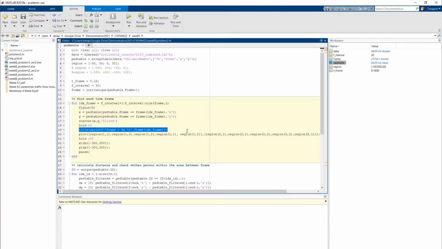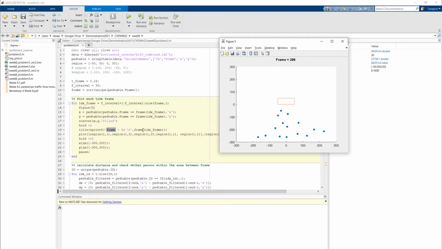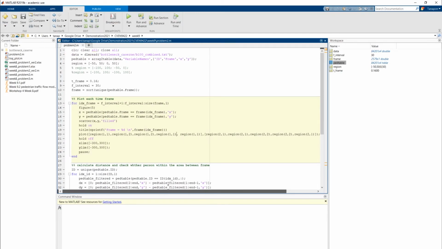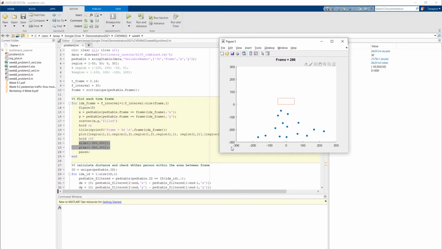And then this just writes the titles, the frame. Yep, so that's a title. And then we can plot this region, this red region. So we plot, and then we set the x limit. So x starts from -300 to 300, same as the y, and then pause. What this pause does is it stops this iteration for now, but if you press any button, it will go to the next iteration.